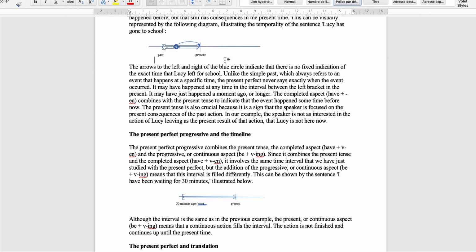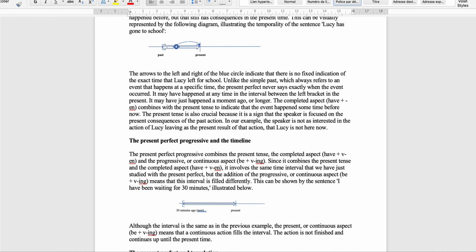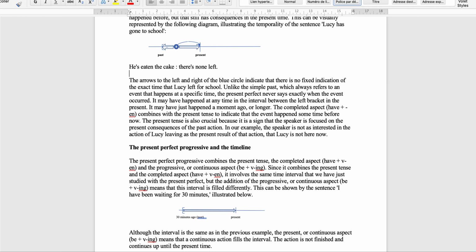So for example, I can say, he's eaten the cake, and then there's none left. Okay, so here's our example. He's eaten the cake, there's none left. Great.